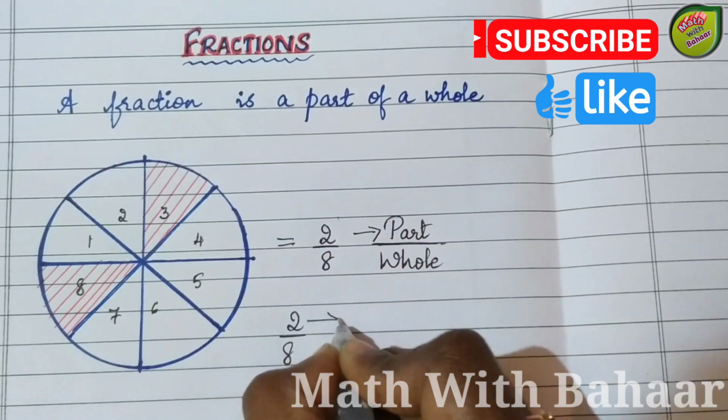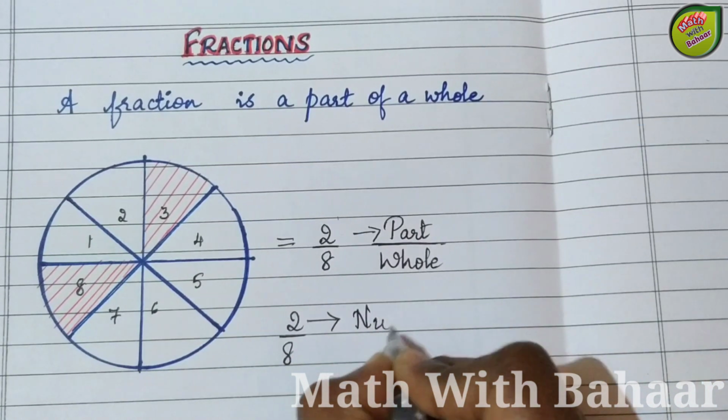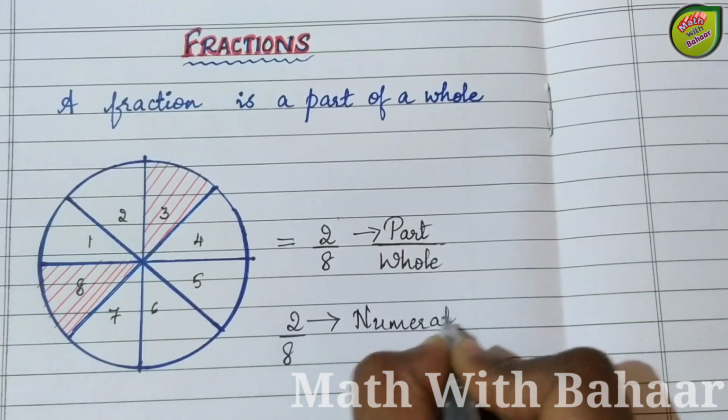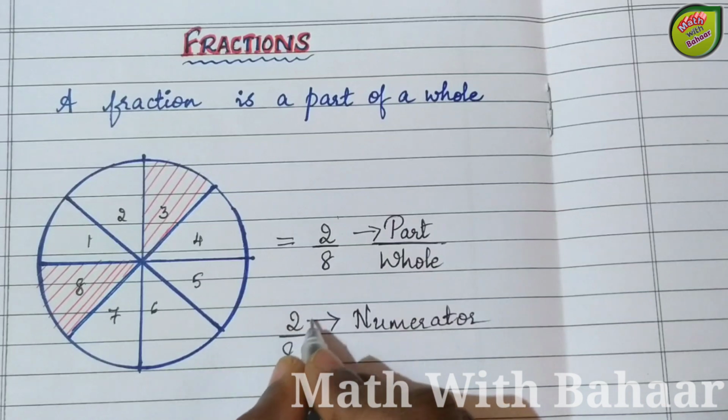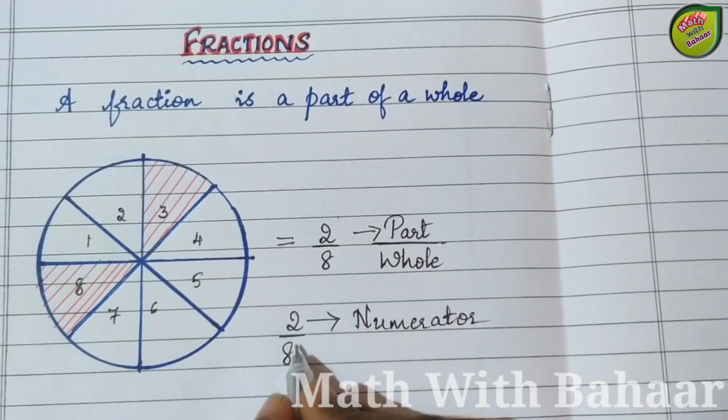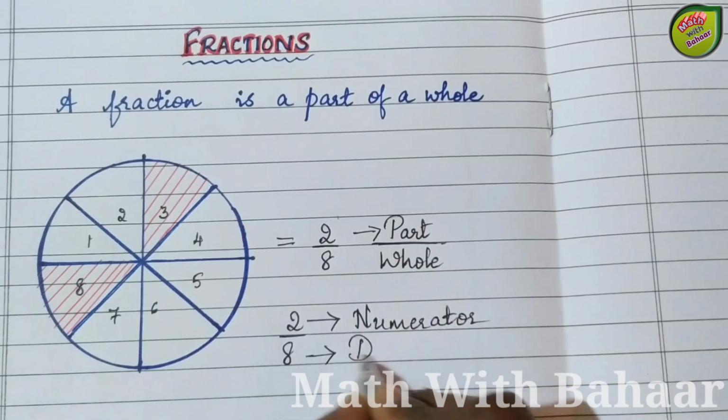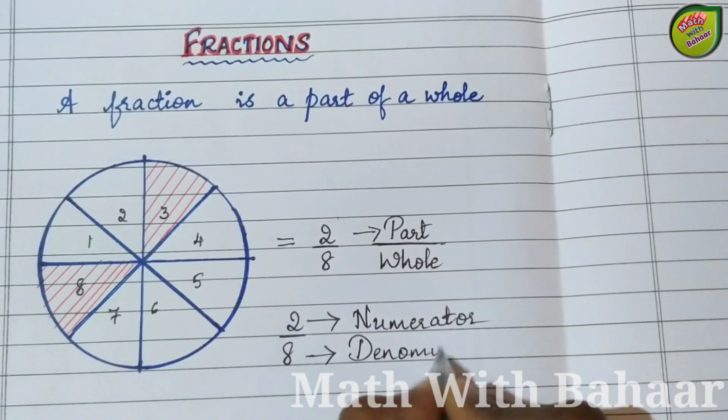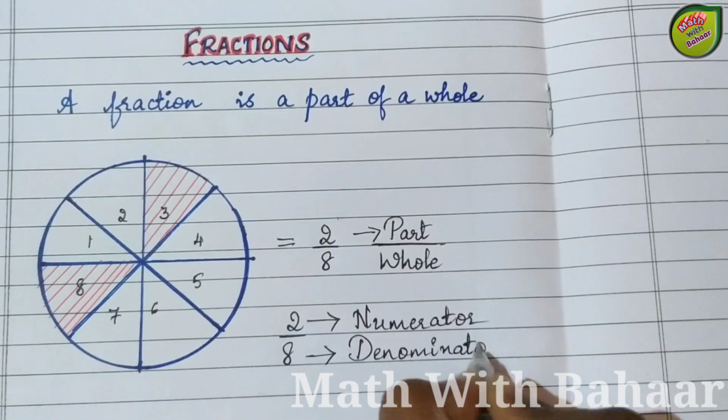So, in a fraction, the upper part of the fraction is called a numerator. Therefore, here 2 is a numerator. And the lower part of the fraction is called a denominator. Therefore, in this fraction, 8 is the denominator.